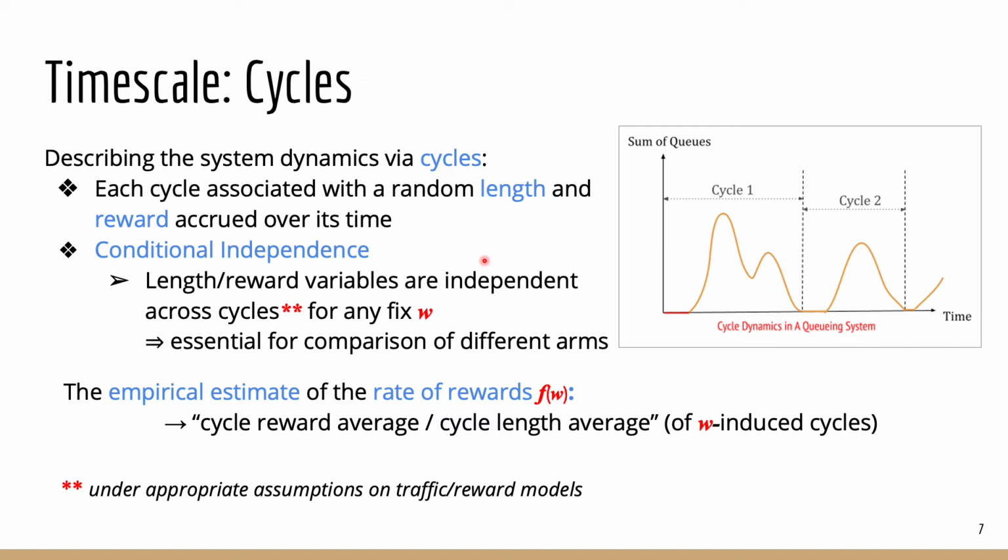Under appropriate assumptions on traffic and reward models, we consider the length and reward variables to be independent across cycles for any fixed weight W. This is essential for the comparison of different arms. Under this independence assumption, we can apply the fact that the empirical estimate of the rate of rewards F(W) equals the cycle reward average over the cycle length average using only the W-induced cycles. So this suggests that we should use a single weight for a full cycle and collect feedback for the estimation of F.